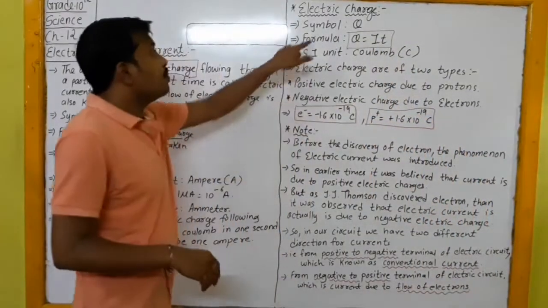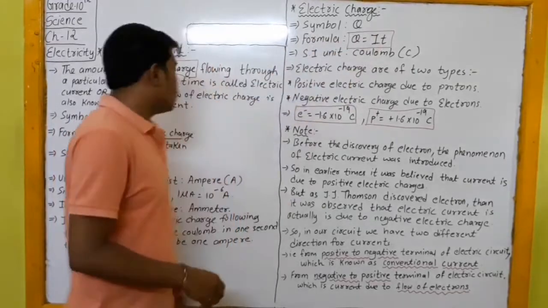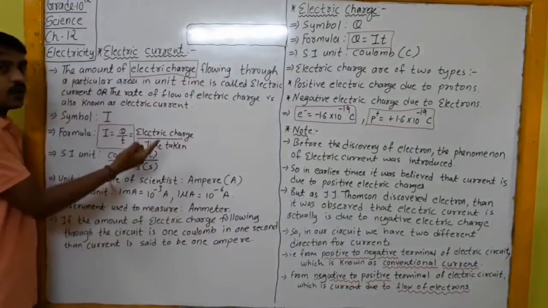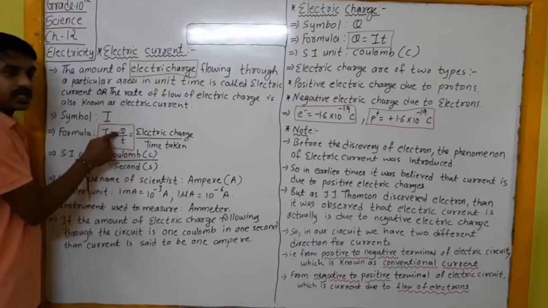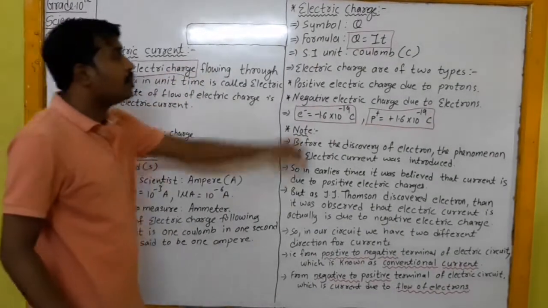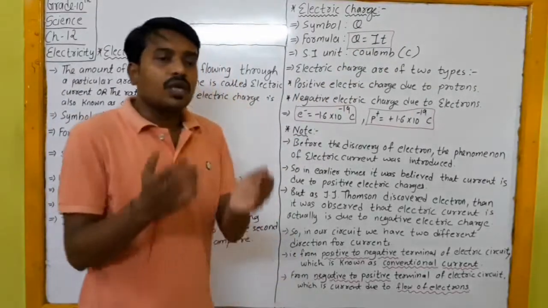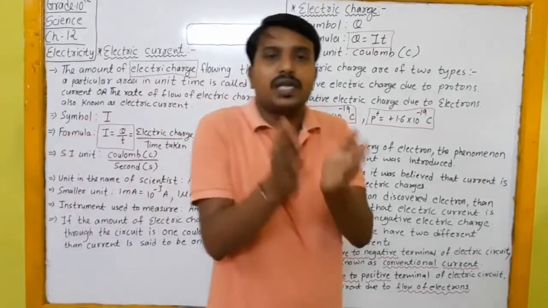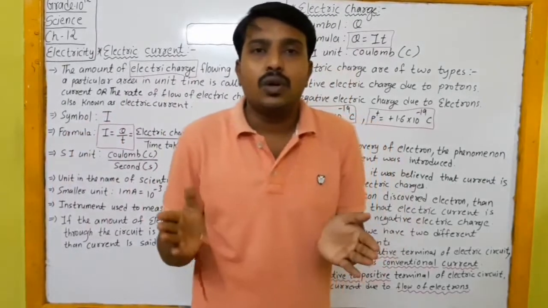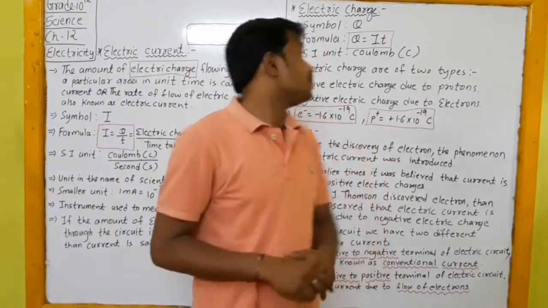Now, as a symbol, electric charge has the symbol capital Q. And its formula comes from this same formula: just make Q the subject. This T will go to multiplication with I, and your formula will become Q is equal to IT, that is, current into time. Whatever the current flowing through your circuit, just multiply it with the time taken by the electric current to flow, and you will have your electric charge Q.